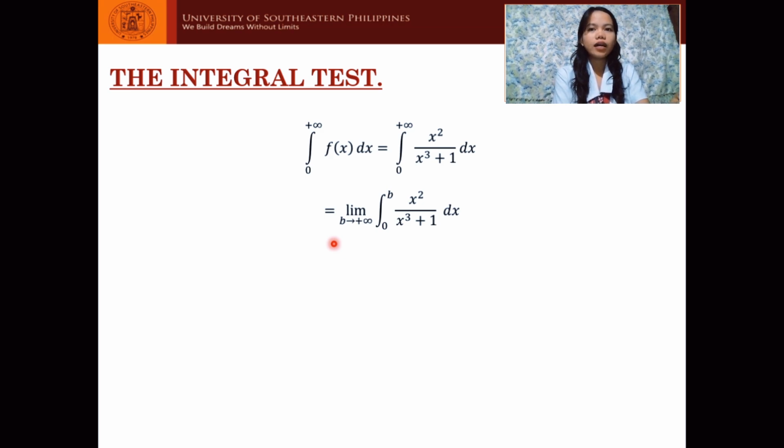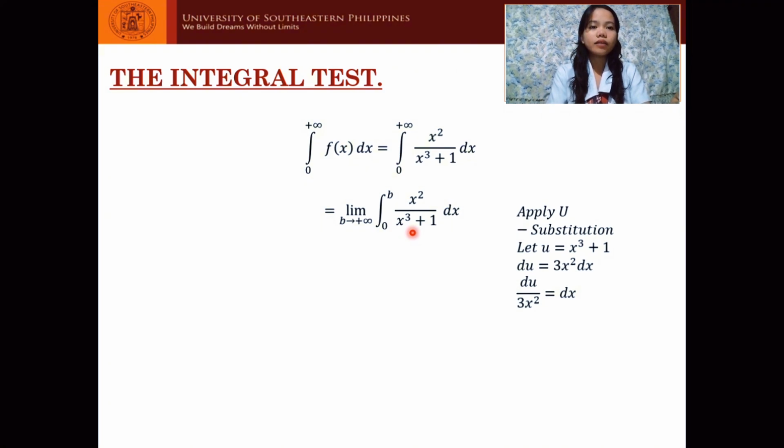So we have the limit as b approaches positive infinity of the integral of x squared over x cubed plus 1 from 0 to b dx. For this one, we're going to apply the u substitution. We let u equal x cubed plus 1. Then the derivative of u is 3x squared dx. So to equate, we have dx equals du over 3x squared.